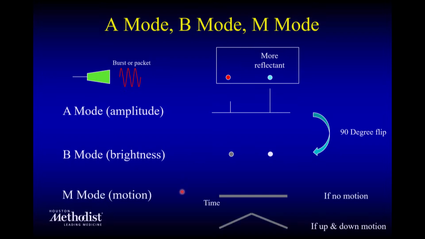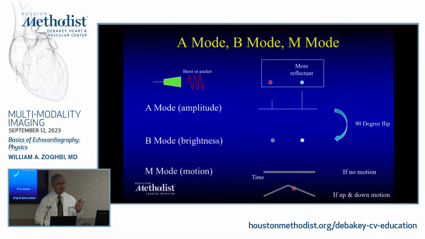Now in M mode, M is for motion. B is for brightness, A is for amplitude, M mode is motion. So if I take this dot, a piece of calcium that's not moving at all, and I look at what is going on in it over time, a dot over time will be a line. But if this structure is moving, just like the mitral valve, for example, and if I track it, it's going to go up and then go down, right? Or whatever motion it has.